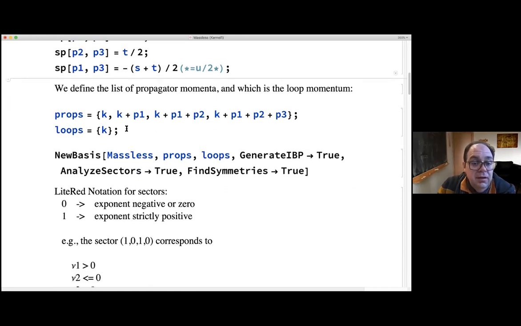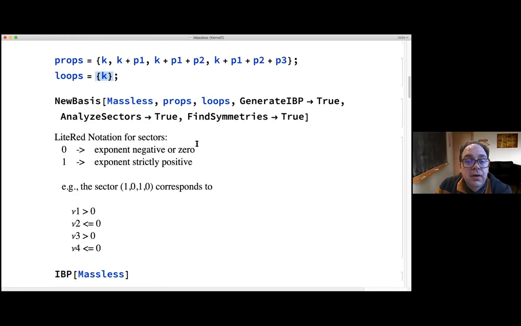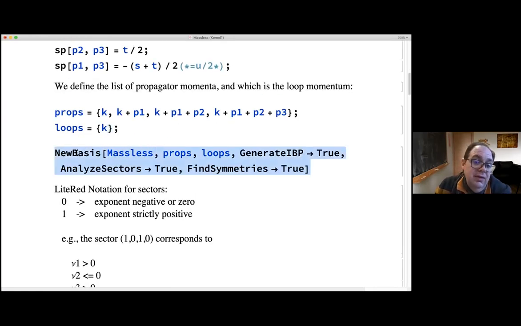Next, I define the integral. So my propagators will be K squared, (K plus P1) squared, (K plus P1 plus P2) squared, (K plus P1 plus P2 plus P3) squared. So that is the massless box integral. These are my propagators. And my loop momentum is K. I have to tell the code which of these momenta is the loop momentum. I used for myself the convention that K is the loop momentum and P1, P2, P3 are the external ones, but of course the code doesn't know, so I have to tell it who is the loop momentum. And now I give this all to the code.